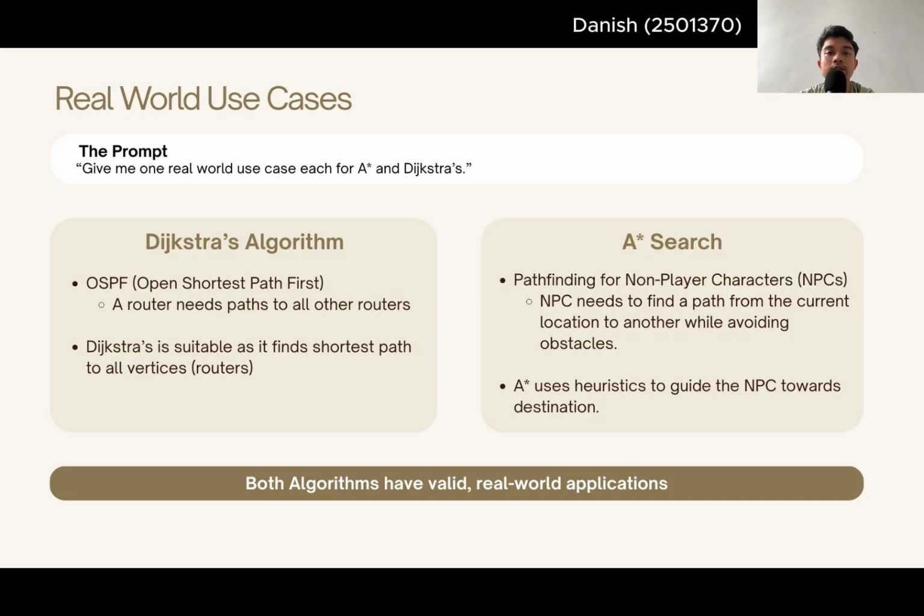For A-star, the classic example is video game NPC pathfinding. An enemy character needs to navigate around obstacles to reach the player. A-star's heuristic efficiently guides the character straight to that single destination. Both algorithms remain essential tools today.